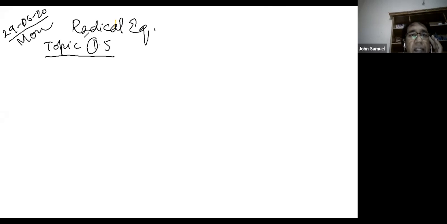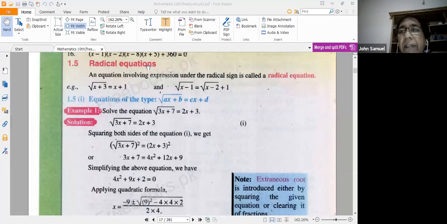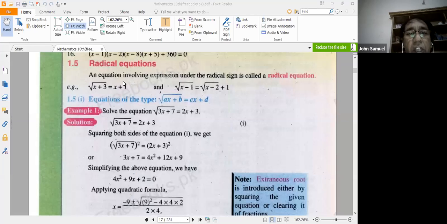I told you, my dear students, I'm sharing my book once again with you so that there is a revision of the previous one. Look at this radical equation. Hope it is clear to you. What is a radical equation? An equation involving an expression under the radical sign is called a radical equation.